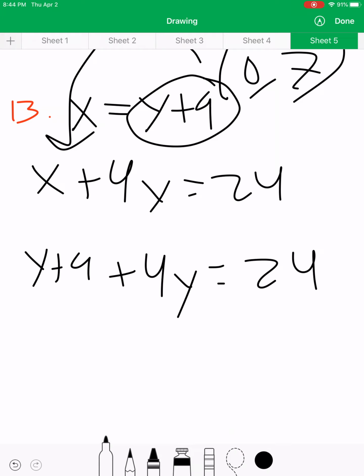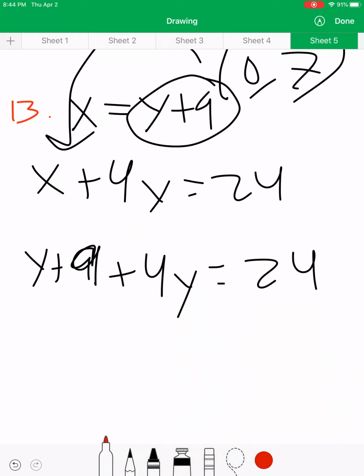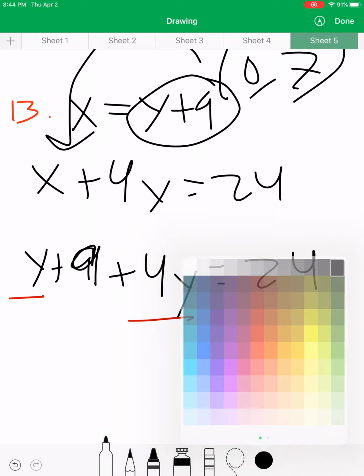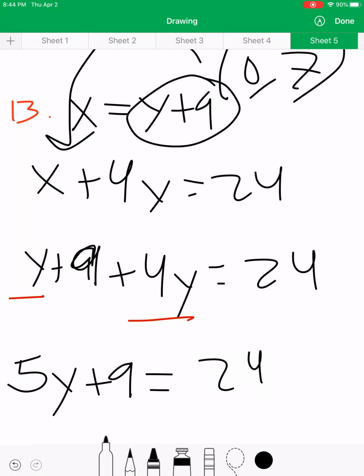This allows me to combine like terms. All right, like terms are going to be same variables, okay? So we have 1 right there and 1 right there. So let's combine those. Y has a coefficient of 1, not written, but it's understood. So y plus 4y, 5y plus 9 equals 24.